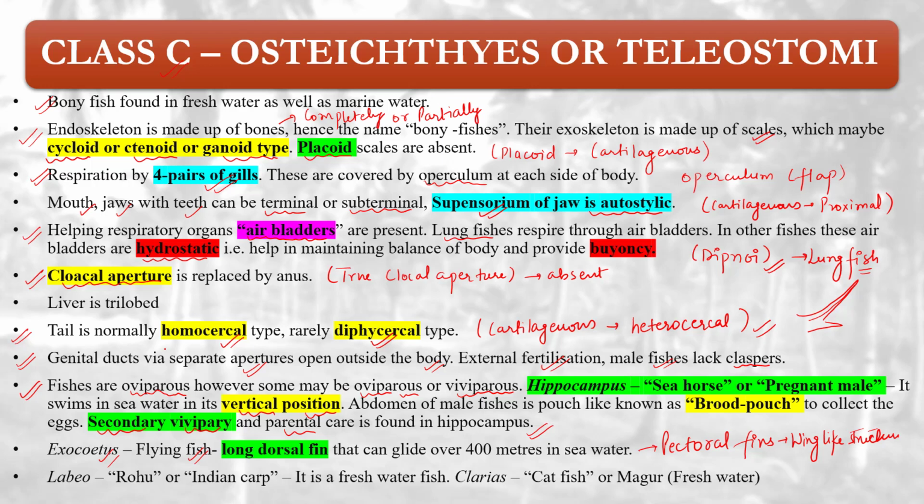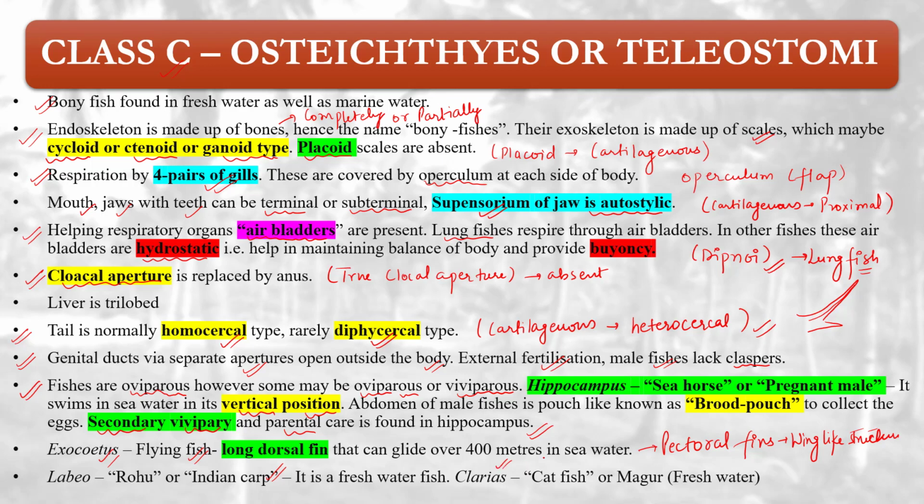Now Labeo rohita, or rohu, also known as Indian carp. It is a freshwater fish. I'll tell you about the major carps and the minor carps. So Labeo, the rohu or Indian carp, is a freshwater fish.